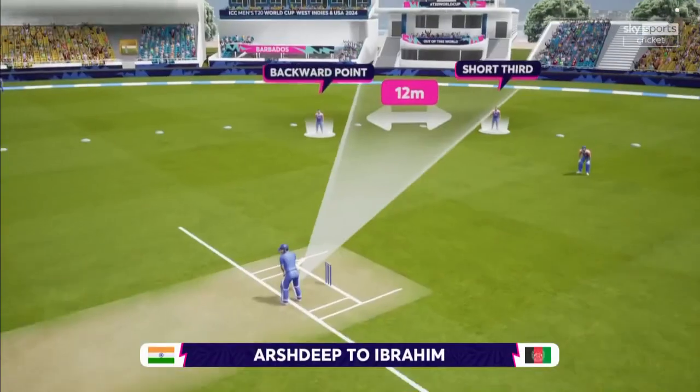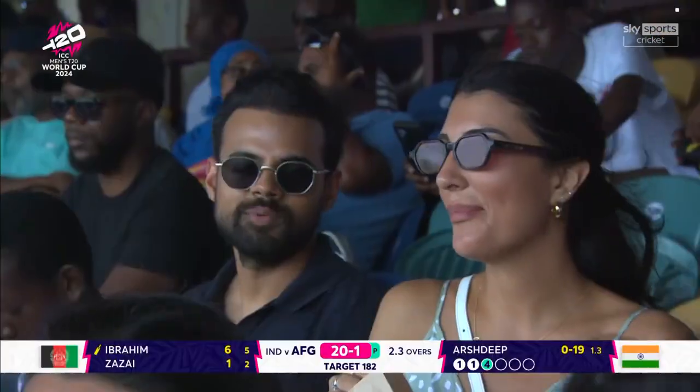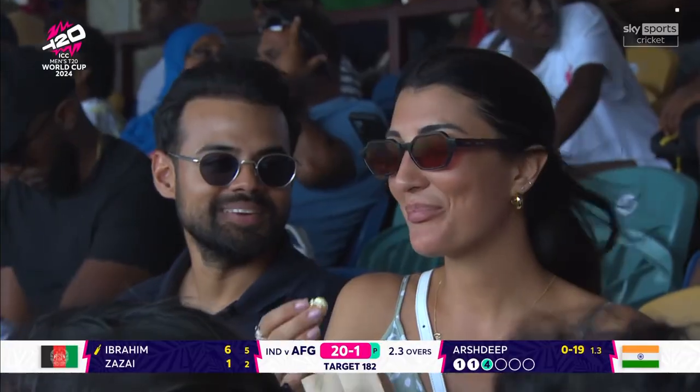Ibrahim. Arshdeep is looking to get that angle. Bowls a slower delivery as well. Not always able to control the line and length of the slower delivery. It was the width that allowed him to get it in that direction.